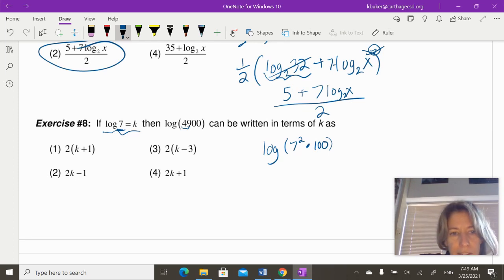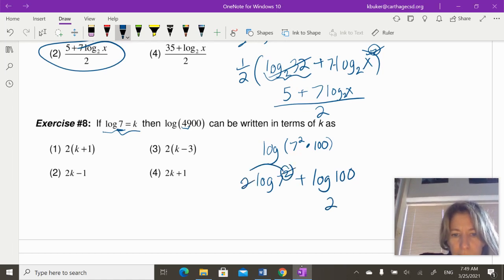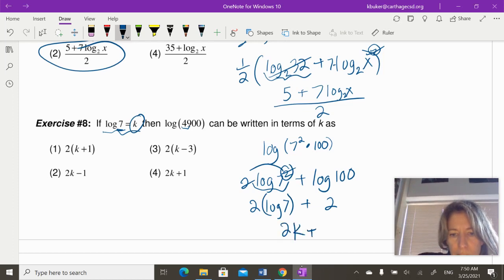Okay, and since this is a common log, eventually the log of 100 is going to turn into a whole number. So I can just write this as log of 7 squared plus log of 100. Like I said earlier, the common log of 100 is simply 2. This exponent I'm going to put out front, so it's just 2 times log 7 plus 2. Log 7 is going to turn into k, so this is the same thing as 2k plus 2.